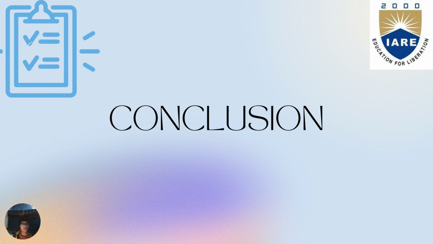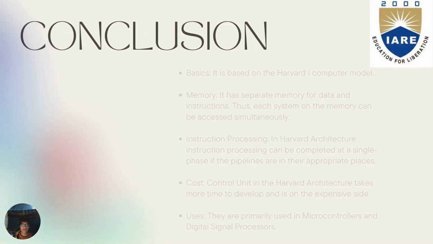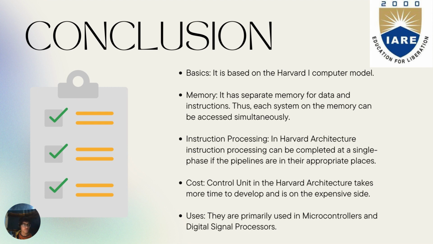So let's conclude about Harvard architecture machines. In terms of basics, it is present inside the CPU. Memory: it has separate memory for both data and instructions. The memory systems can be accessed simultaneously. Instruction processing: in this architecture, instruction processing can be completed in a single phase if the pipelines are in appropriate places. Cost: well, it's expensive. Uses: many, and the prime example being digital signal processors.